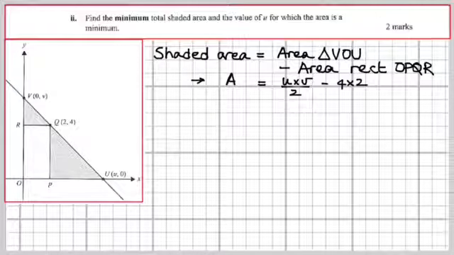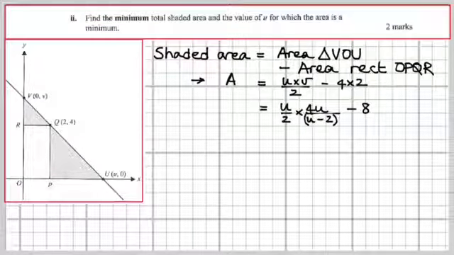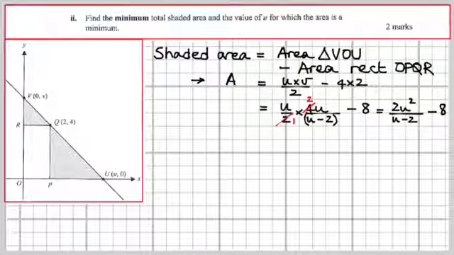Now, they're asking us for the value of u for which the area is a minimum. So, we better get that area expressed exclusively in terms of u being the variable, and we've got the relationship on the previous screen between u and v. So there it is, I've just plugged in v in terms of u, and now we've got the whole thing in terms of u. So what do we get? We get 2u squared over u minus 2, minus 8.